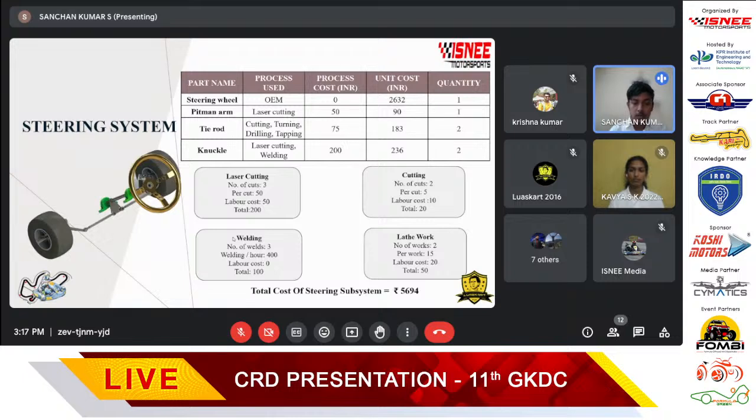The tie rod is done by cutting, turning, drilling, and tapping, which costs rupees as given below, and the quantity is two tie rods, and the unit cost is 193 rupees. The knuckle is fabricated by laser cutting and welding. Since per laser cut comes as 50 rupees, and the weldment for 10 minutes to assemble the knuckle is rupees 100, the total cost of the steering system is rupees 5,694.